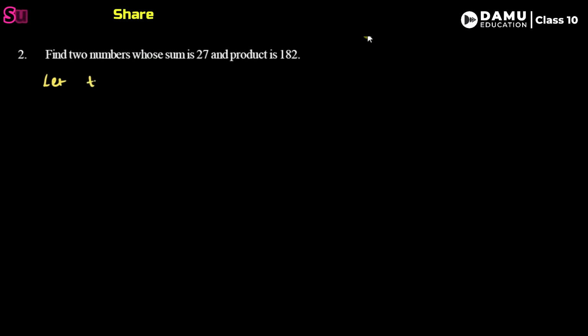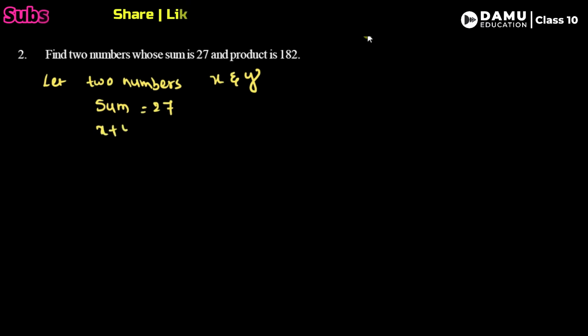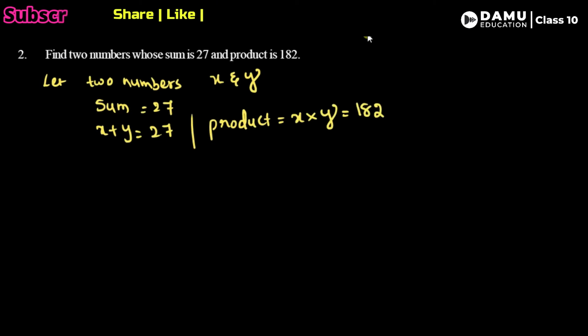Let the two numbers be x and y. Then what are they given? The sum of the two numbers will be equal to 27. That will be x plus y equals 27. And the product, which is nothing but multiplication, that is x into y, will be equal to 182. So these are the expressions they have given.